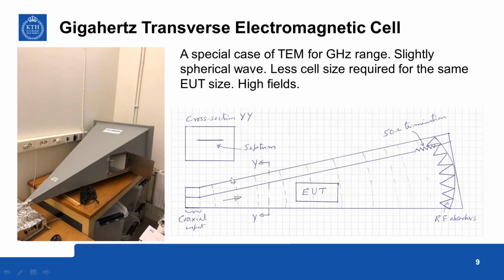What the cell creates is a slightly spherical wave, and this is a cross section as taken from here. So the septum, and the EUT will be under this. Small devices like mobile phones or small equipment can be tested easily using this type of cell. The same comments that were made for TEM cells are applicable for this also. It can create extremely high fields. That is one advantage.